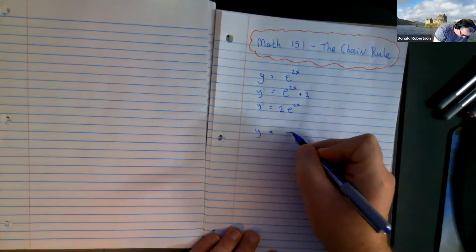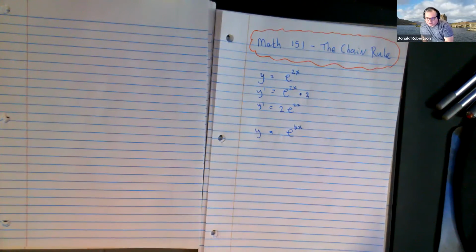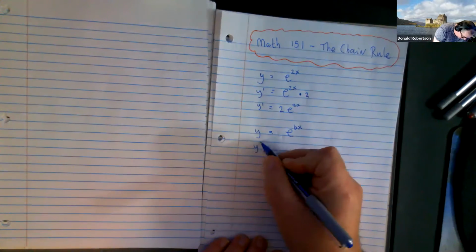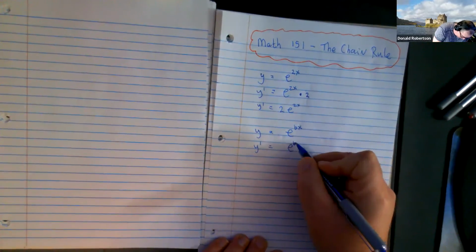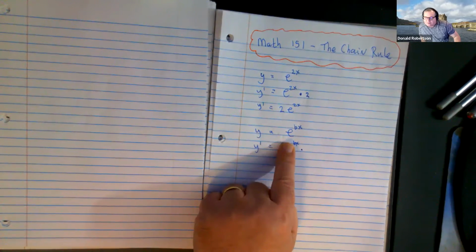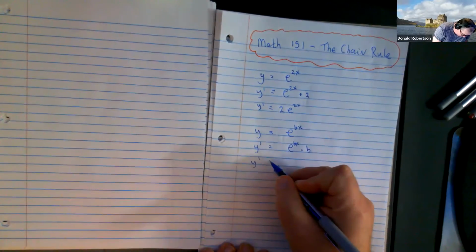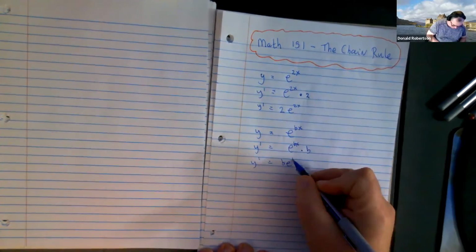Now I'm going to put in a constant. Whenever you get a letter that's early in the alphabet, like A, B, C, D, the convention is it's treated as a constant. A constant is a fixed number, you just don't know what it is, right? So it's like 5x or 2x. Now, if I did the chain rule on this guy, it would be e to the something times the derivative of that something. What's the derivative of bx? B. And so you would get b e to the bx.